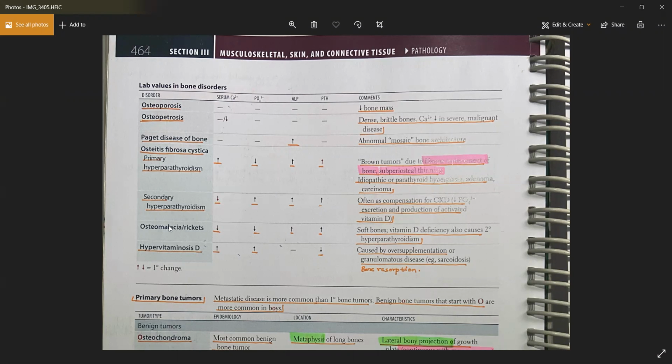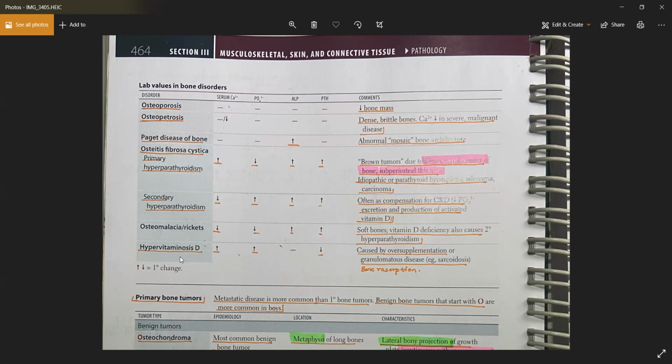Then the osteomalacia or the rickets, in which you have a loss of vitamin D, and as a result, a low level of calcium and a low level of phosphate will be seen, with a high level of alkaline phosphatase and a high level of parathyroid hormone.